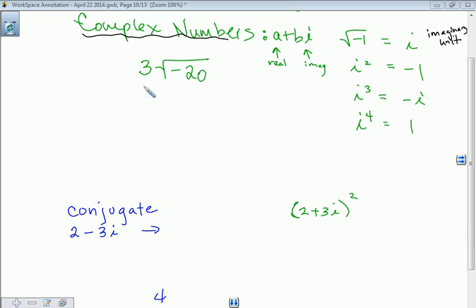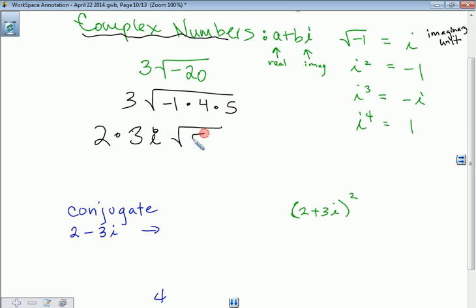Okay, so let's talk about how to simplify a radical. 3 root negative 20 we would think of as negative 1 times 4 times 5. The square root of negative 1 is i. The square root of 4 is 2. And the square root of 5 is irrational, so it stays under the radical. So this is 6i root 5. Do we remember simplifying those? Great.